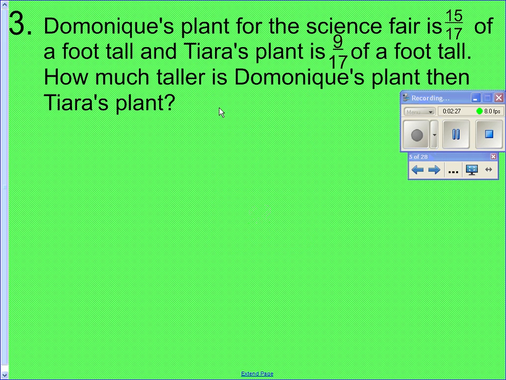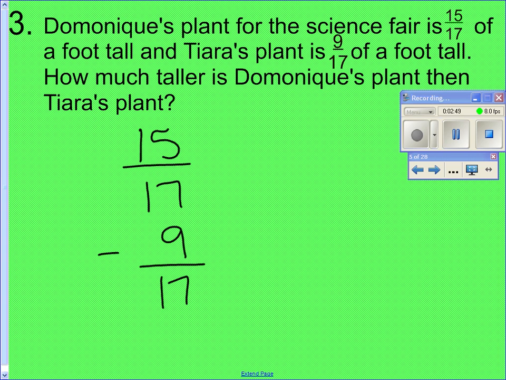Word problem. It says Dominique's plant for the science fair is 15/17 of a foot tall, and Tiara's plant is 9/17 of a foot tall. How much taller is Dominique's plant than Tiara's plant? Okay, so if you want to figure out how much taller, you are going to subtract 15/17 minus 9/17. Okay, we already see that the denominators are the same, so we're just going to subtract.